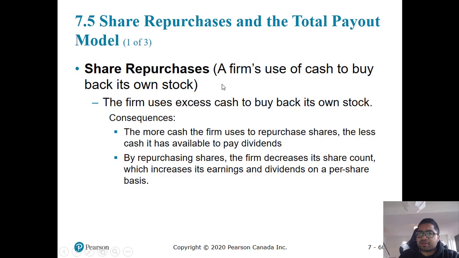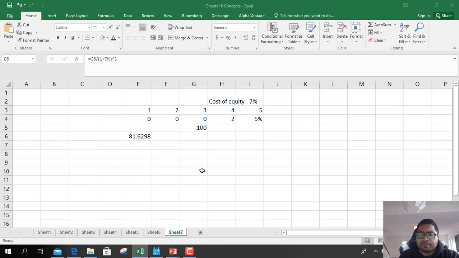So what is a share repurchase? It is a firm's use of cash to buy back its own stock. The firm uses excess cash to buy back its own stock. Consequences: the more cash the firm uses to repurchase shares, the less cash it has for paying dividends. By repurchasing shares, the firm decreases its share count, which increases its earnings and dividends on a per share basis.